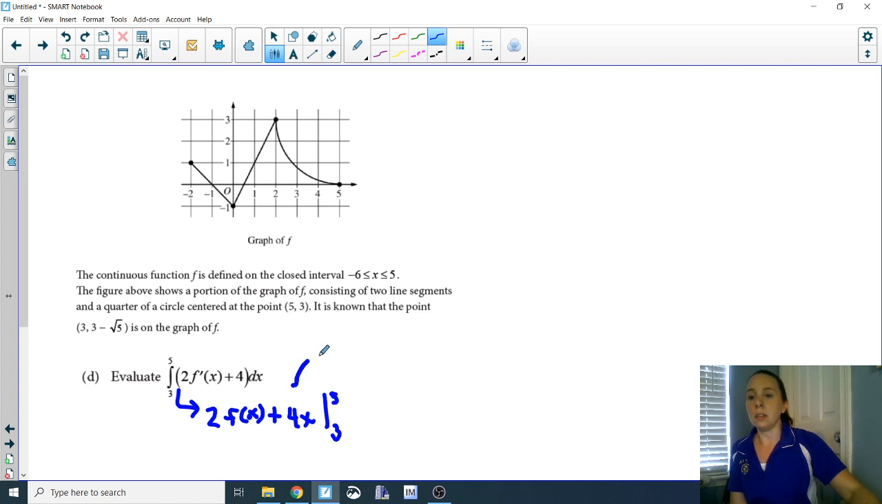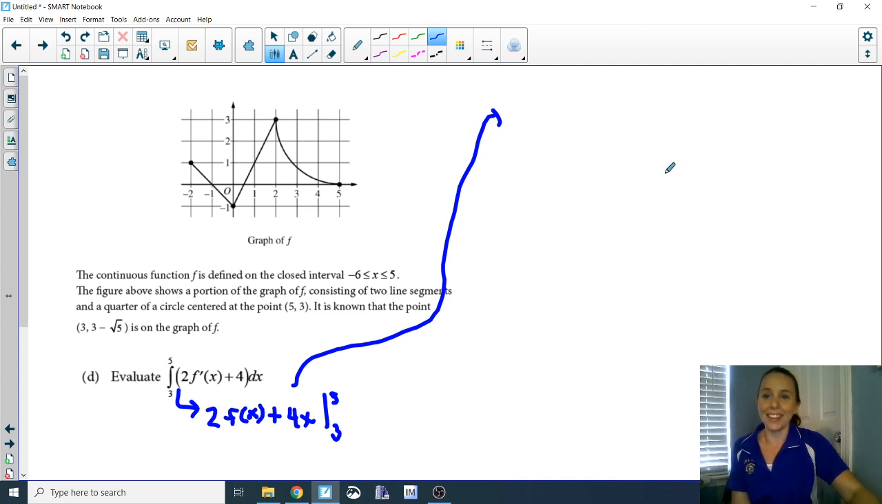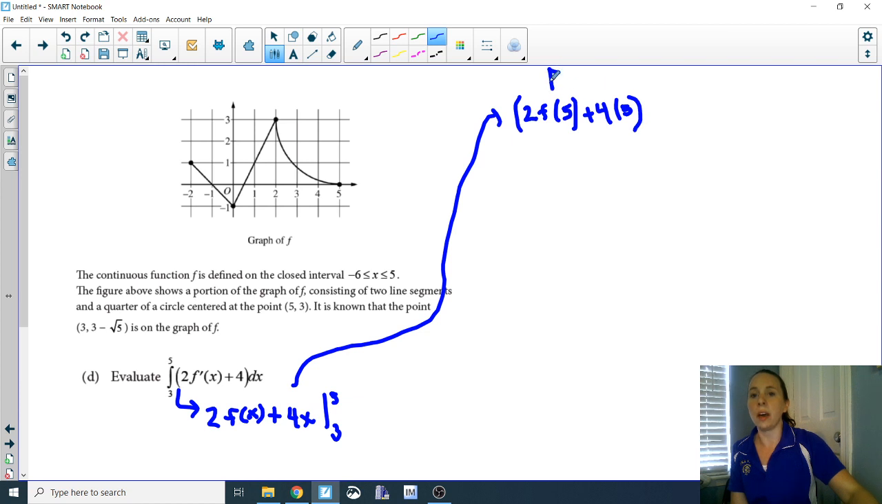I should just mention the constant multiple of 2 just comes along. That's a property of integrals. That's why I could just bring that 2 down there. Now let's fill in the 5, the upper limit. So 2 times f of 5 plus 4 times 5. There's my f of b. This is what I write it as.